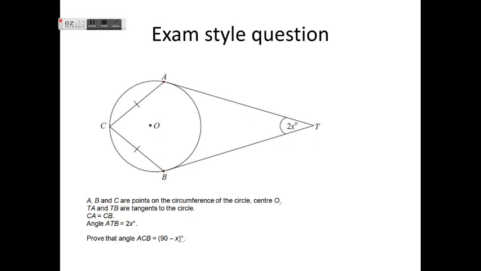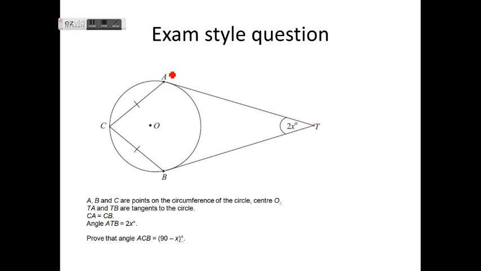So we've got A, B, and C. They're points on the circumference of the circle center O. TA and TB are tangents to the circle, so they touch the circle. I know that chord CA is equal to chord CB. I also know that angle ATB is equal to 2x, which is already labeled. And we want to prove that angle ACB is equal to 90 minus x degrees.